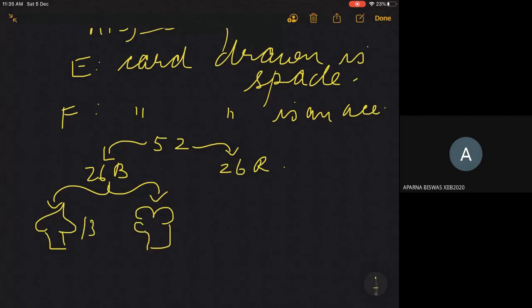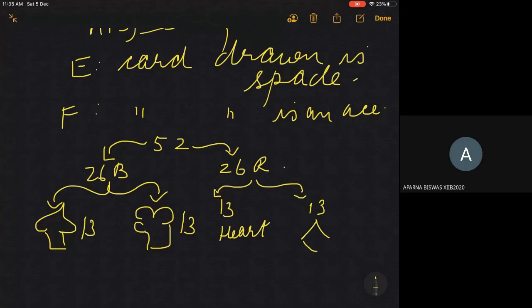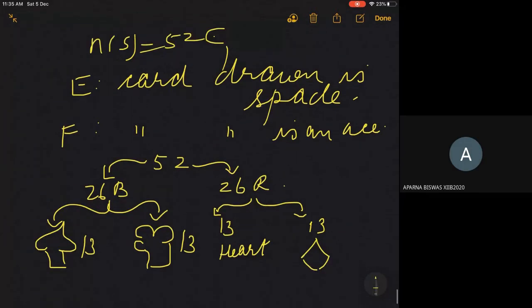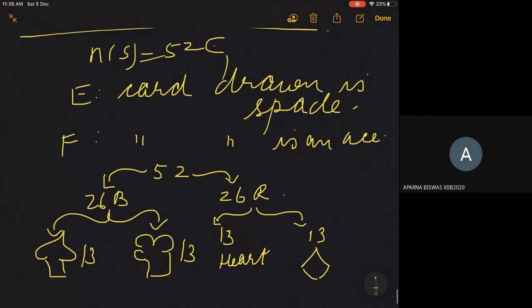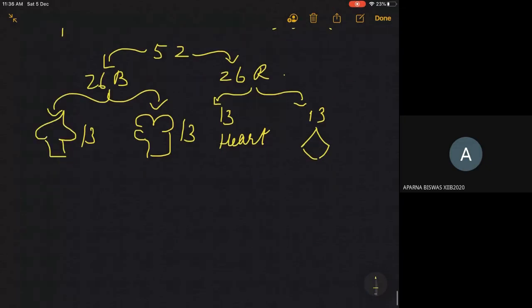There are 13 spades and 13 clubs, and here 13 hearts and 13 diamonds. This is the configuration. And here, the card drawn is a spade. So what is the probability of E? The card drawn is a spade, so here it comes 13.